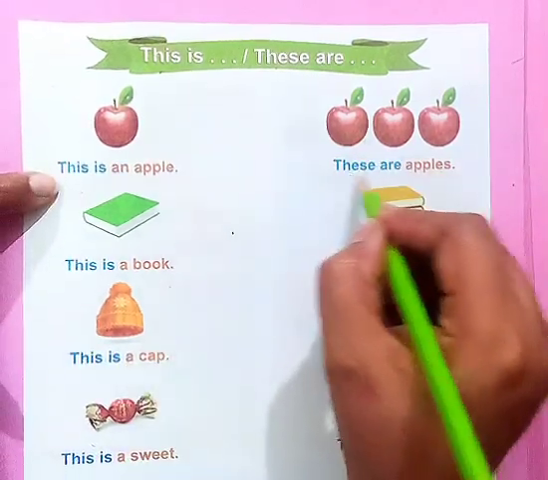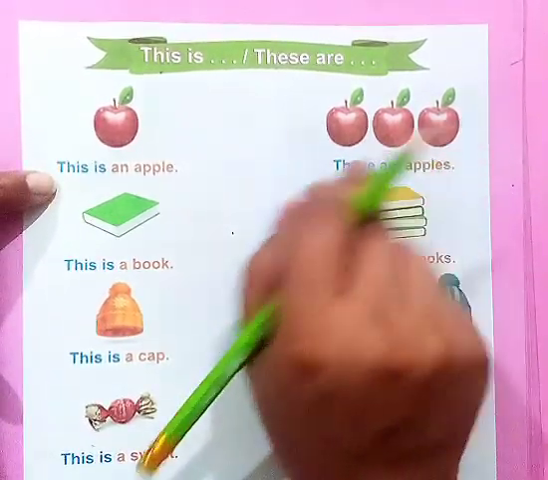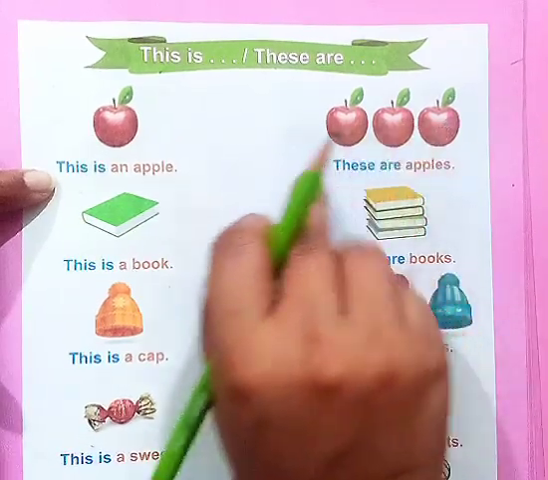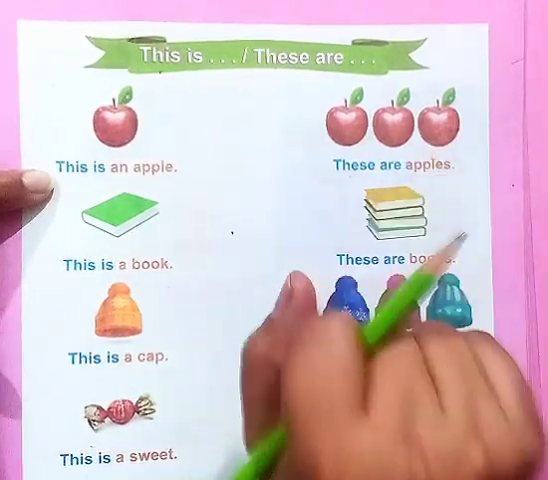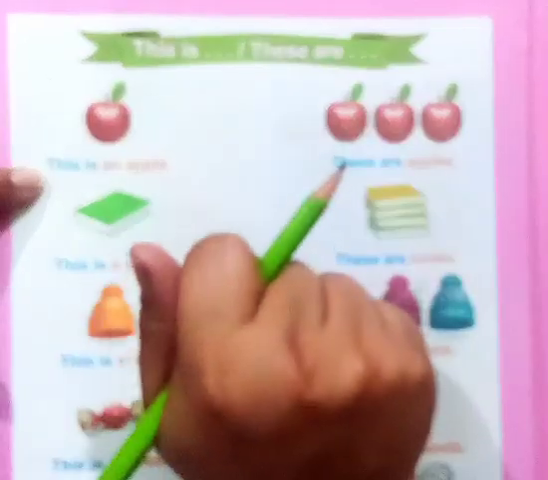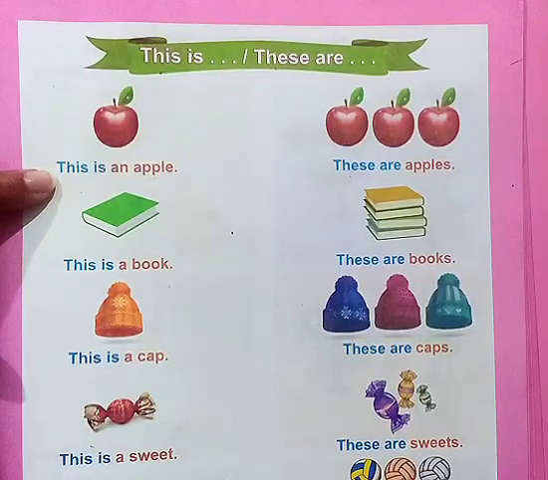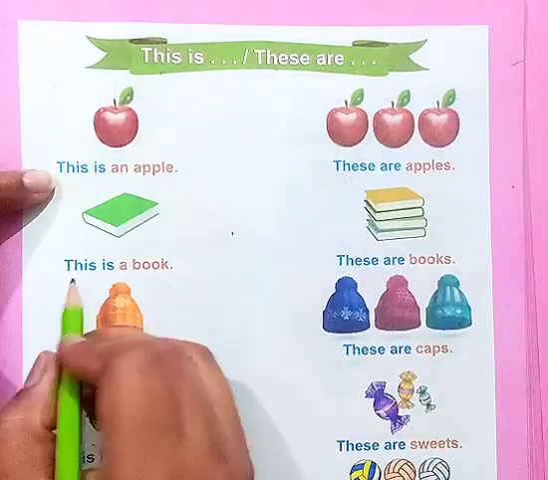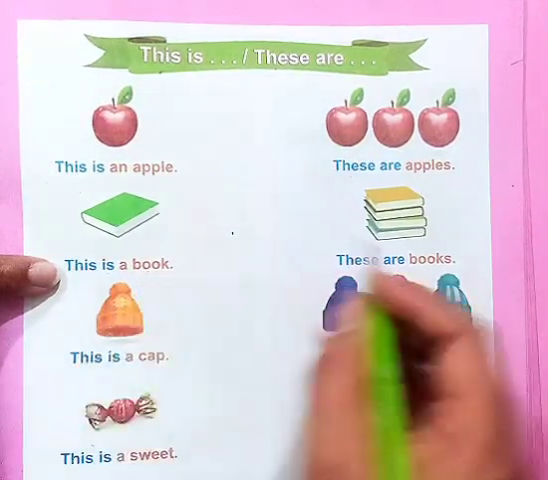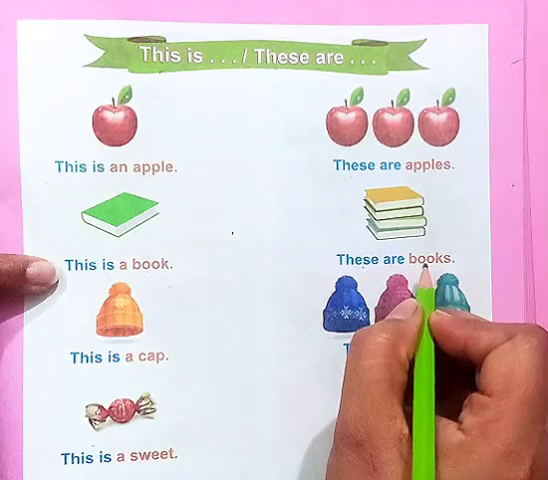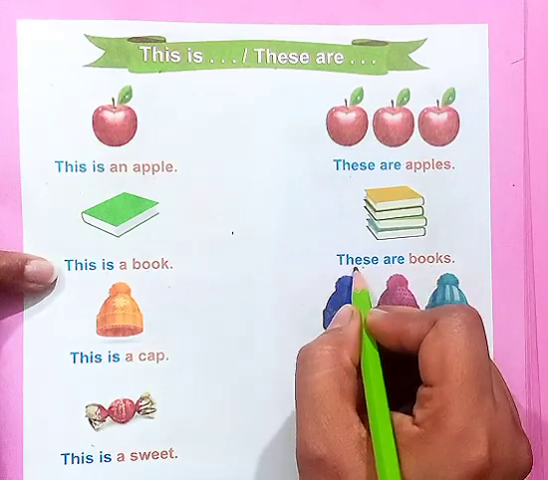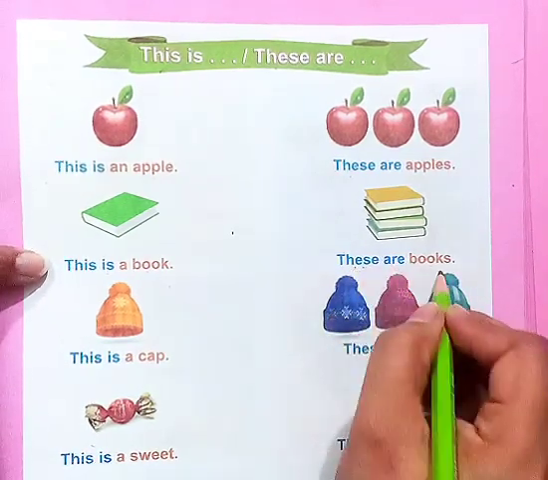Now these are apples. There is more than one apple and all these apples are near to me. I can easily touch them. So that is why I will say these are apples. This is a book. These are books. For plural, we will say these are books.